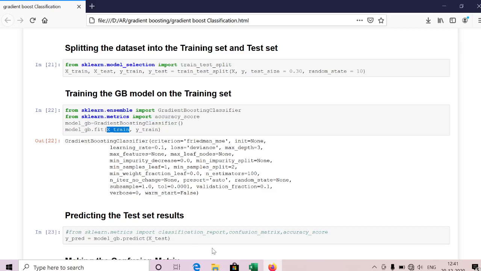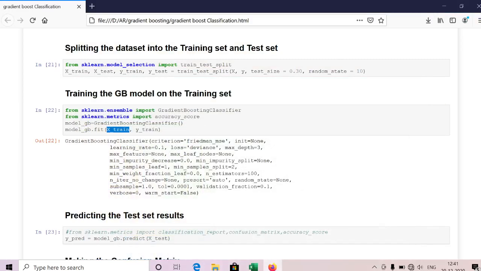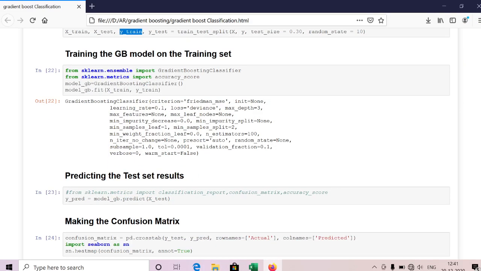I'm passing my x train and y train to train our model. Here I am mainly using the loss function deviance, which means logistic regression we are using for our residual optimization.